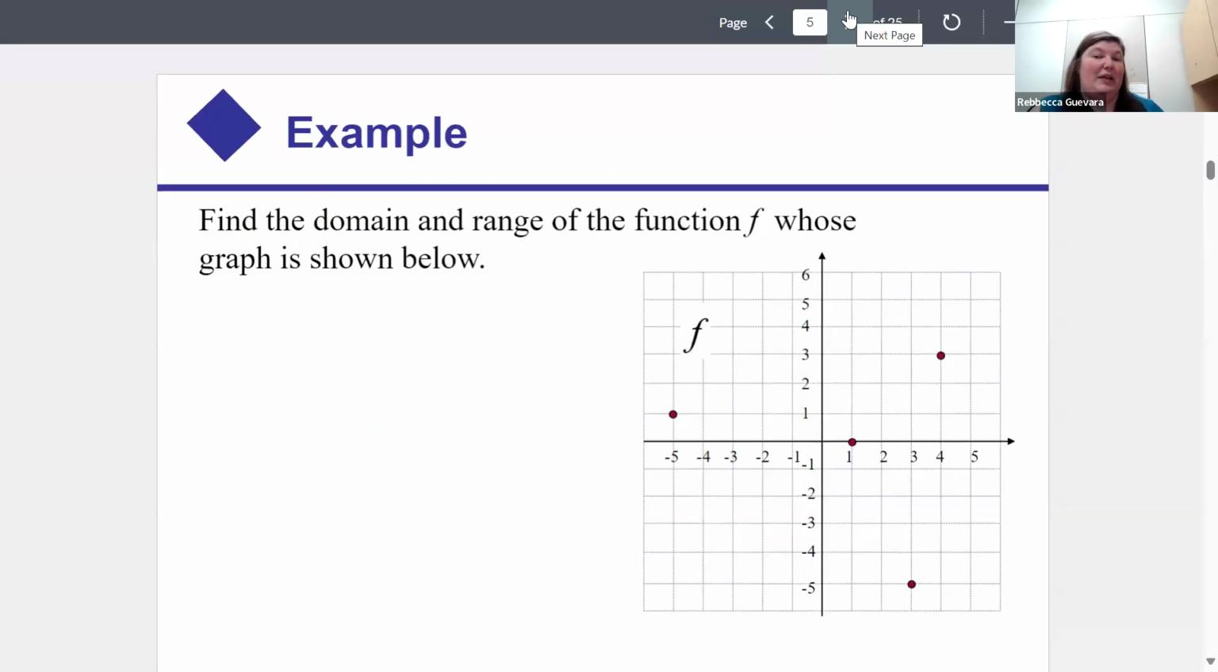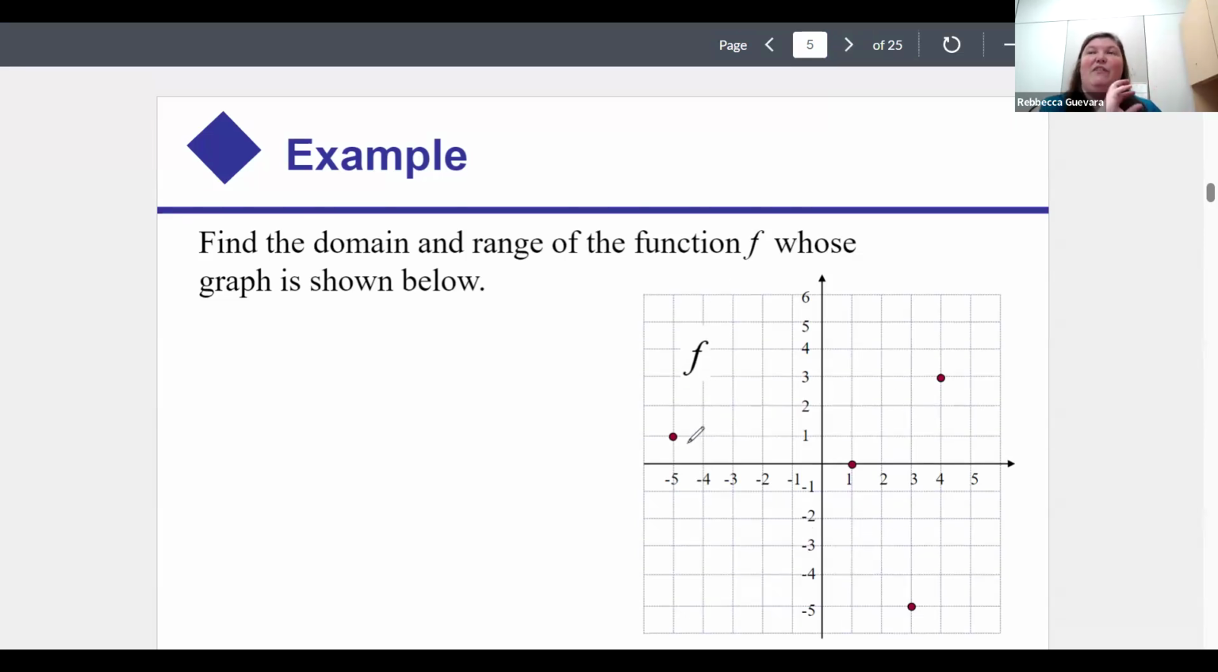So we're going to find the domain and range of this function that's graphed below. This is, once again, just sets of ordered pairs. Like I said, a function can just be ordered pairs. A graph can just be ordered pairs. It doesn't have to have lines. This one is not consisting of lines.